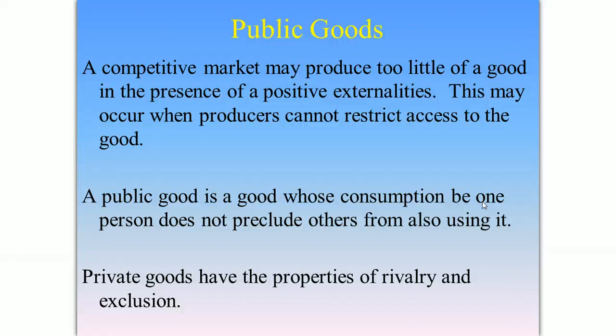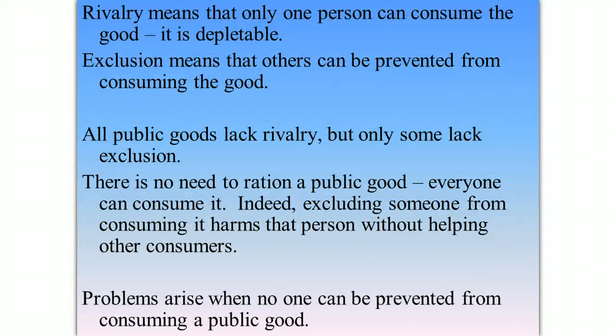So the whole concept of being able to capture the benefits has an impact on the willingness to provide goods. So you might get a market for exam papers, you're not going to get a market for light. So rivalry and exclusion we've defined. So all public goods lack rivalry, but only some lack exclusion.